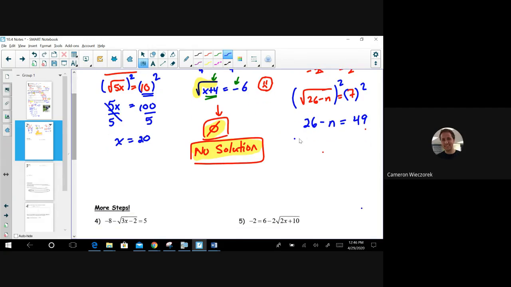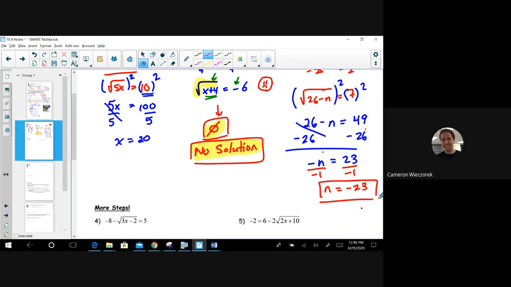And then I want to get n by itself. So I'm going to subtract 26. I get negative n. Make sure you carry the negative down. Equals 23. But that's negative n. I got to get rid of the negative 1 in front. So I'm going to divide by negative 1. n equals negative 23. And if you plug that back in and check it, this one's going to work.